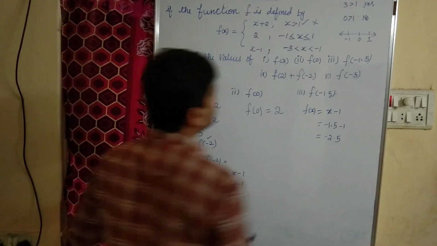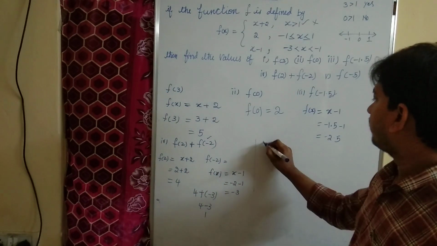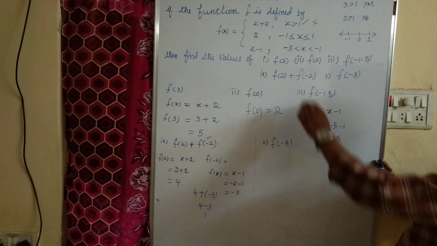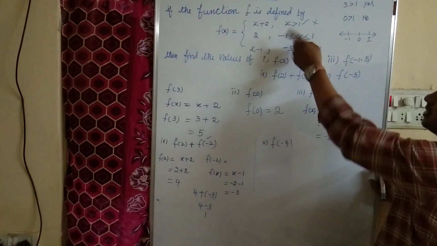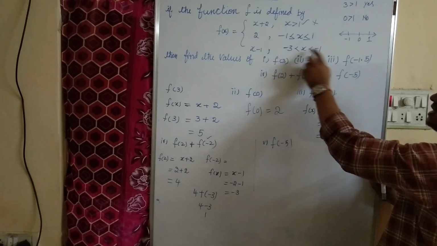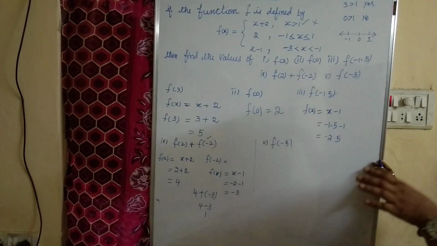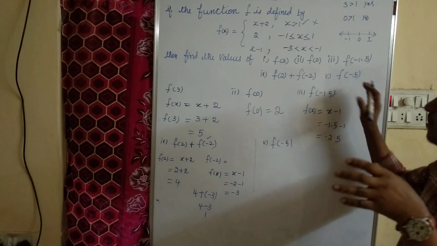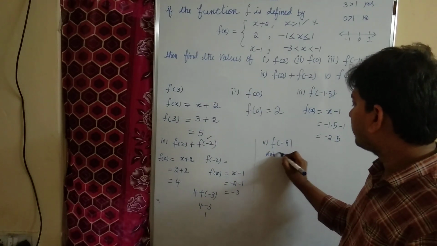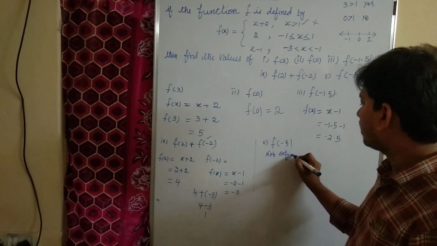Now f of minus 5. Question number 5 is f of minus 5. Here the condition is x should be greater than 1, or x should lie between minus 1 and 1, or x should lie between minus 3 and minus 1. There is no condition for f of minus 5. So what you have to do? F of minus 5 is not defined.